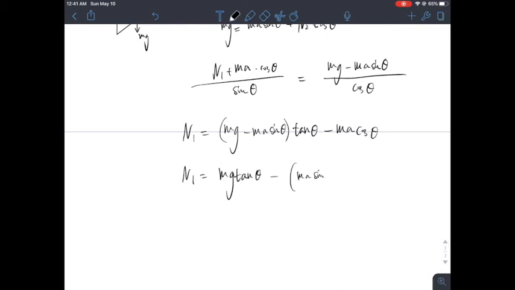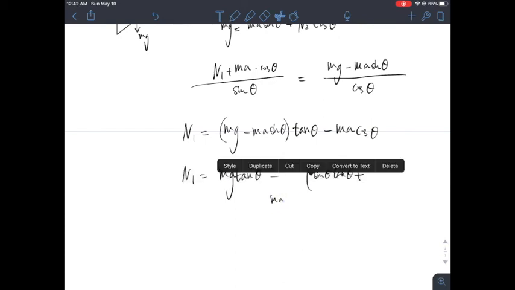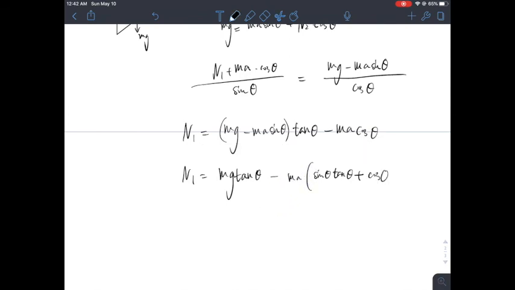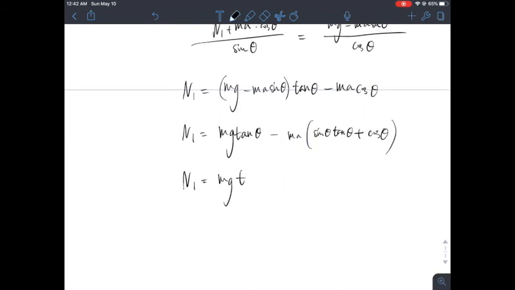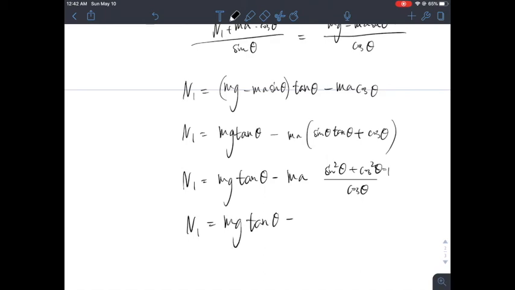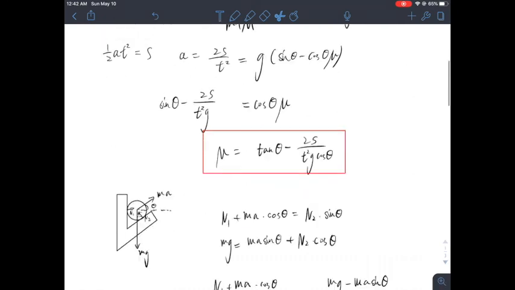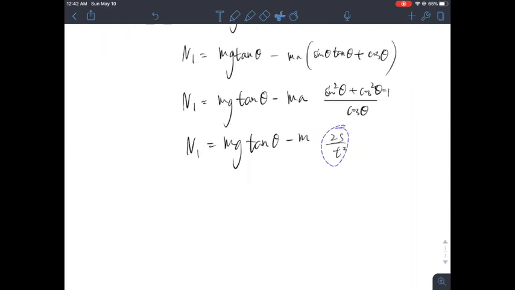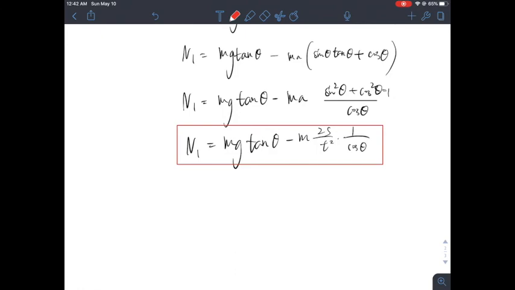Then n1 is equal to mg tangent theta minus, let's put these two expressions together and factor out the m, ma times sine theta times tangent theta plus cosine theta. Then we know n1 is equal to mg times tangent theta minus ma times sine squared theta plus cosine squared theta, because we use a common denominator of cosine theta. And we know sine squared theta plus cosine squared theta equals 1, so we can simplify it further. And we plug in a is equal to 2s divided by t squared. We got our final solution here, and that's for our normal force.